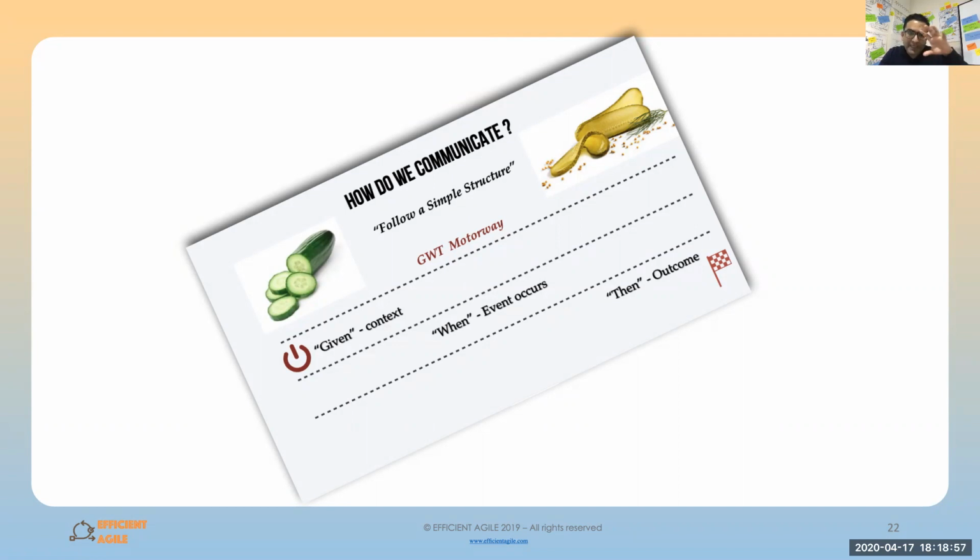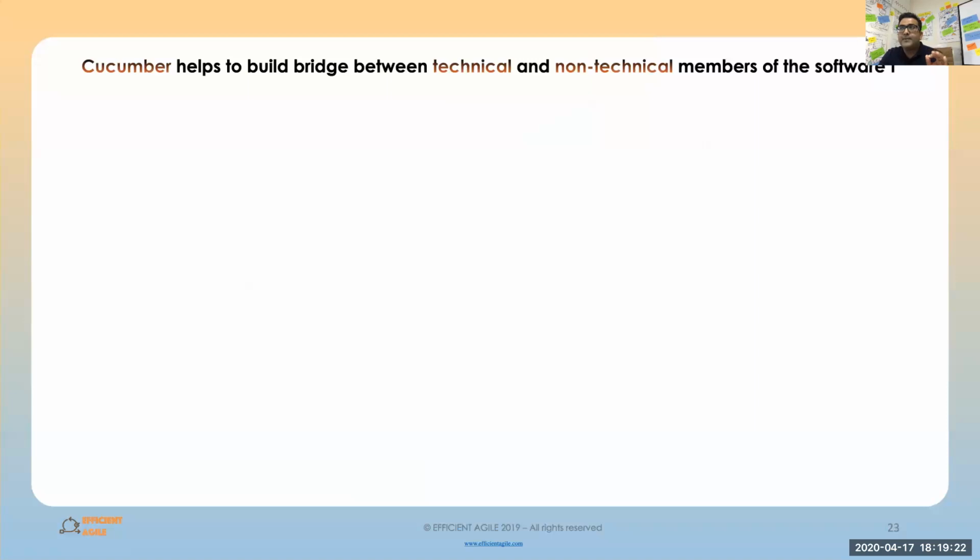You could use any kind of tools to do this. You also have a bit of code that's written behind this. It could be in Ruby, Java, any language that you want. But this simple given, when, then context can be understood from the business to the non-business areas. Everybody could understand this because it's in simple English. Cucumber helps to build the bridge between technical and non-technical members of the team. So the given, when, then is the syntax, and that's the Cucumber language.